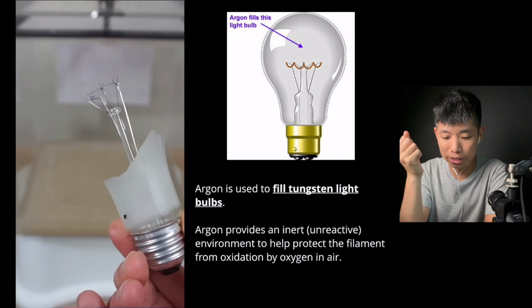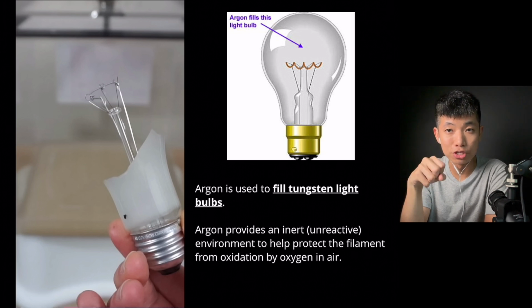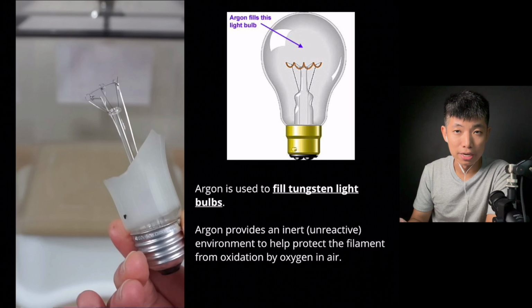Nowadays LEDs work by a different method. The drawback with tungsten light bulbs is that they are not very efficient, and a lot of the energy is actually converted to heat. So in the light bulb, they actually fill it with argon because argon is an inert gas. So it prevents the tungsten from undergoing oxidation because it will react with oxygen.